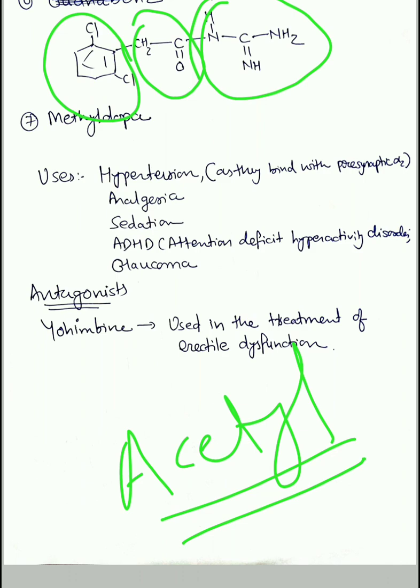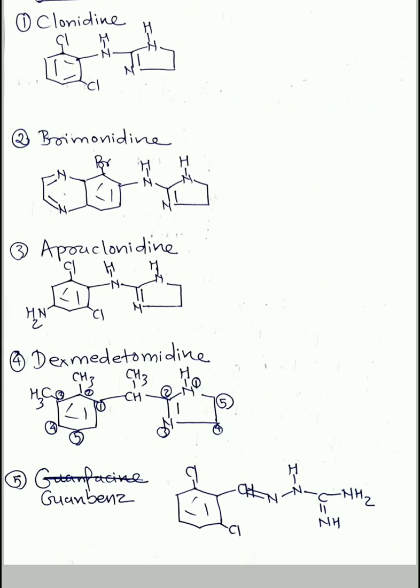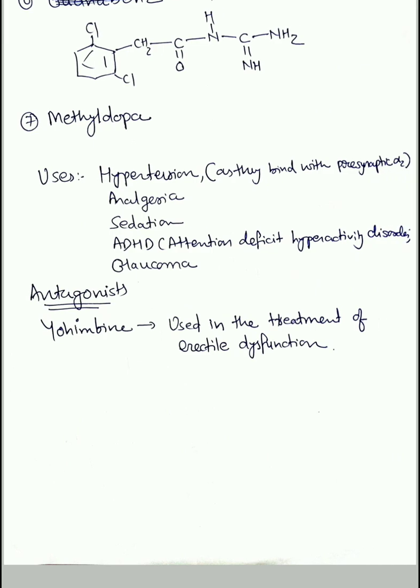So if you want to compare these two structures, only this part is different. See, here it is imino, and here instead of imino acetyl group is there. Remaining everything is same in guanbenz and guanfacine. Next is methyl dopa.